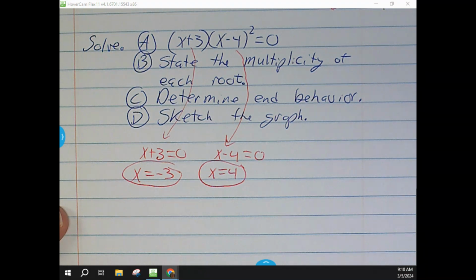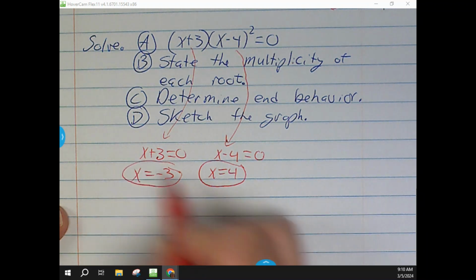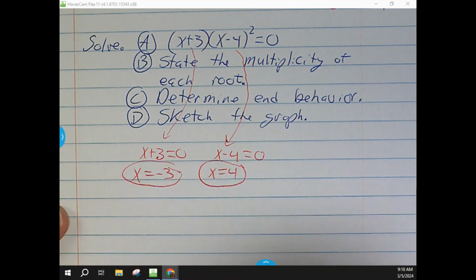Okay, so if it's in factored form, finding the solutions is really easy. Just take each one, set it equal to 0, add or subtract away the numbers. If there happened to have been a 2x here or a 3x over here, after you do that, you would go back and divide by whatever number is with the x. And you got it.